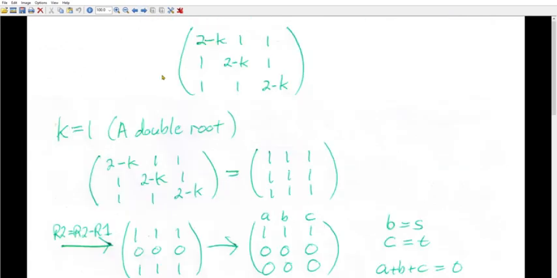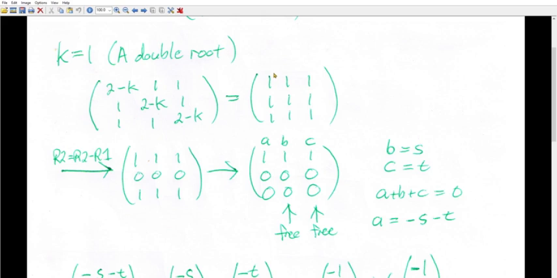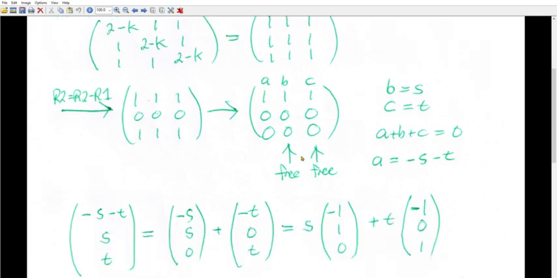Now we go about this again, and we look at the other eigenvalue, which was k equals 1. And as you recall, this was a double root. So this thing becomes all ones. And now row reduction is pretty easy. Subtract row 1 from row 2, then subtract row 1 from row 3, and we're actually in reduced row echelon form. Here's your leading 1.